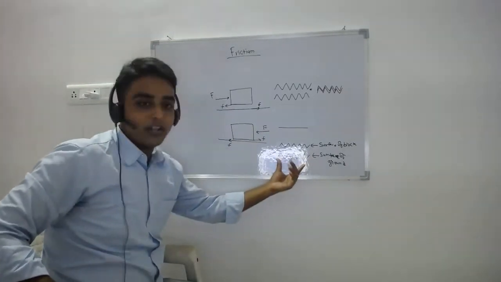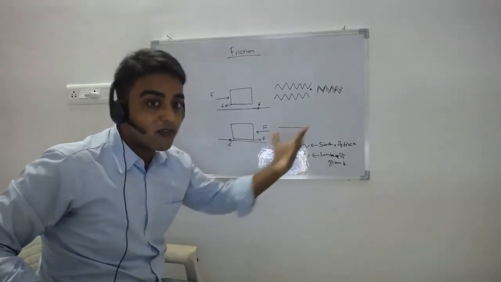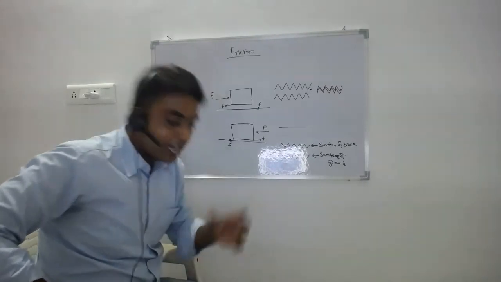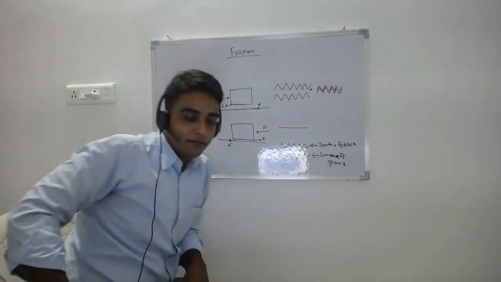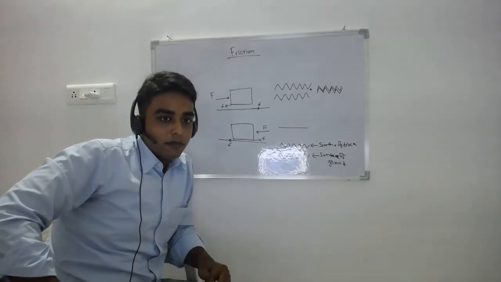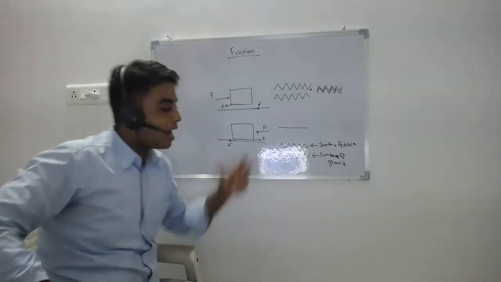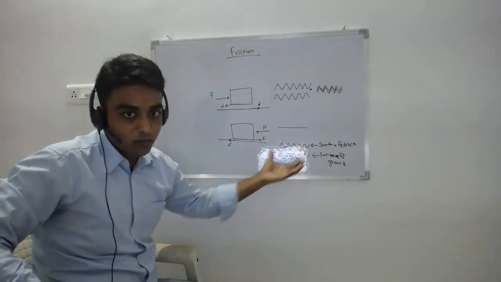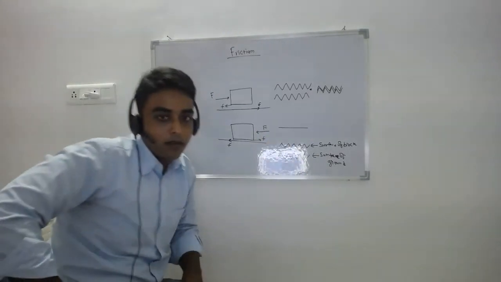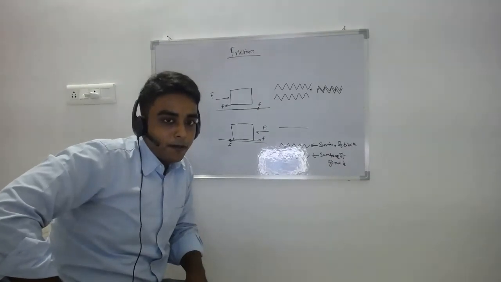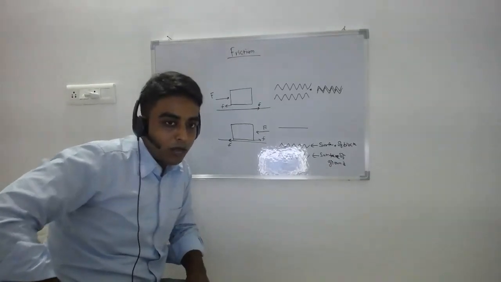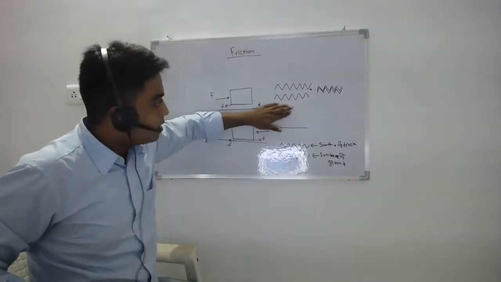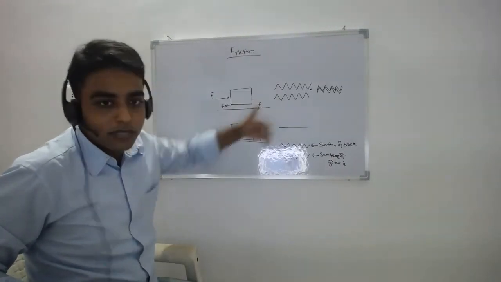This is just a way to explain why we need extra force to move, when in reality friction is present. And because of friction, we have to apply an extra force to move this block. Okay, so this is about the rough surface. Now we'll talk about the friction.